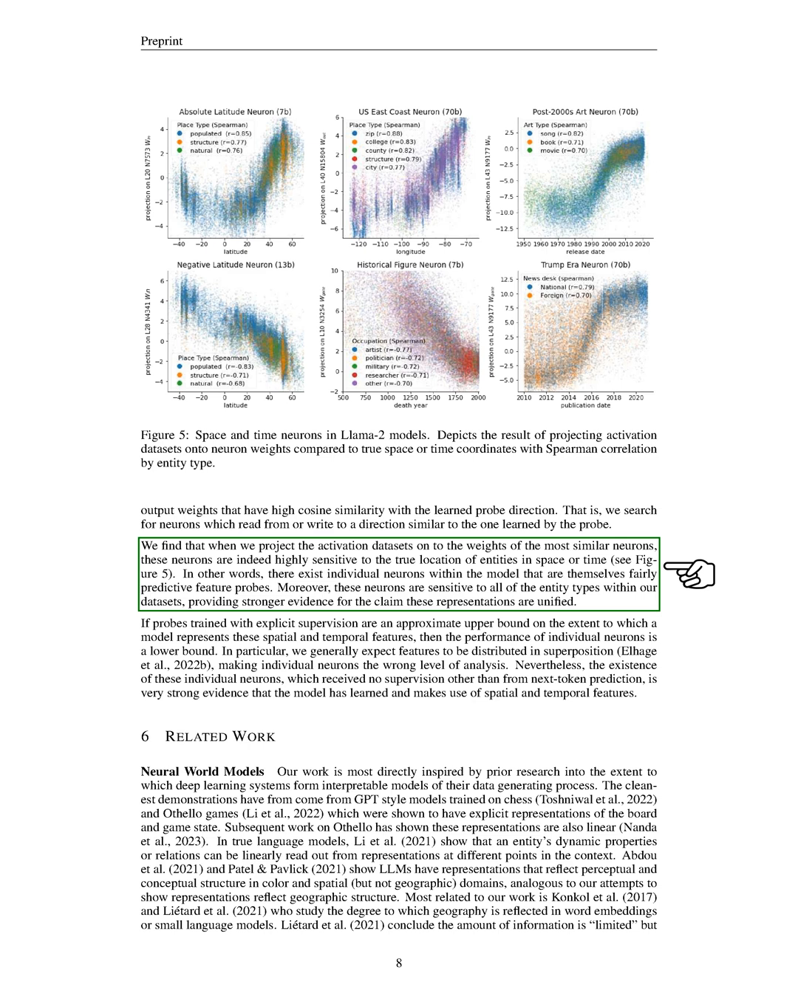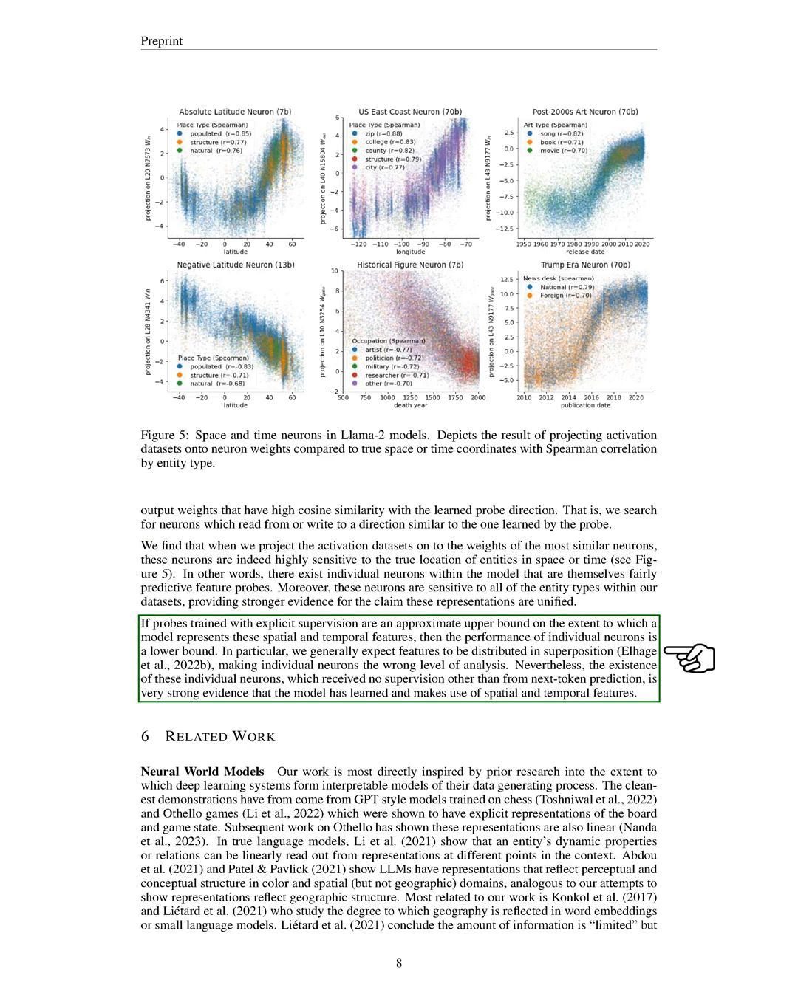This means that there are specific neurons within the model that can predict feature probes quite accurately. These neurons responded to all types of entities in our datasets, which further supports our claim that these representations are unified. If we consider probes trained with explicit supervision as the maximum extent to which a model can represent these spatial and temporal features, then the performance of individual neurons can be seen as the minimum extent. We generally expect features to be distributed in a superimposed manner, which makes individual neurons not the ideal level for analysis. However, the existence of these individual neurons, which were only supervised by next token prediction, strongly suggests that the model has learned and utilizes spatial and temporal features.